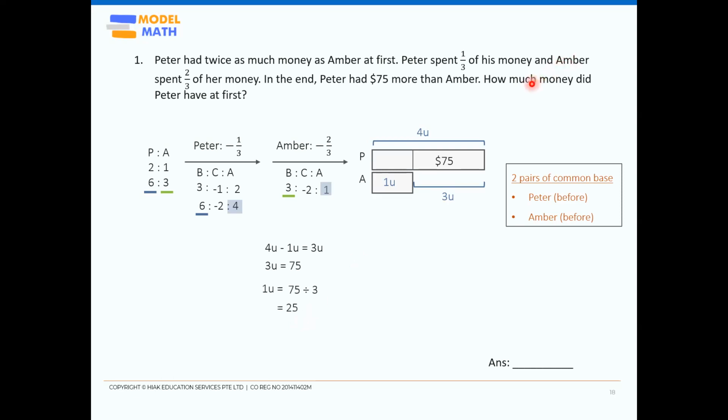Once this is done, look back at the final question. Okay, always, last step, always read back the final question. How much did Peter have at first? You want Peter at first, so look at Peter at first, right at the beginning here. Peter at first has 6 units. Do not use back 2. You already did common base. Always use the newest units because those newest units are the reliable ones that unite all 3 ratios together. All right, so 6 units is what Peter has at the beginning. So you are going to look for 6 units, which is 25 times 6. And that's $150 for Peter at first.